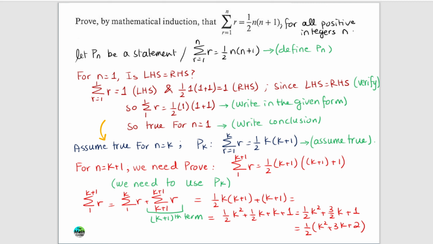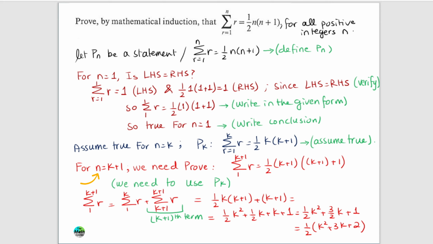So I say assume true for n equals k, then pk equals the summation of r equals 1 to k equals half k into k plus 1. Here I copy paste the given statement. I just replace n by k. Now I assume that this is true and I'm free to use it later.